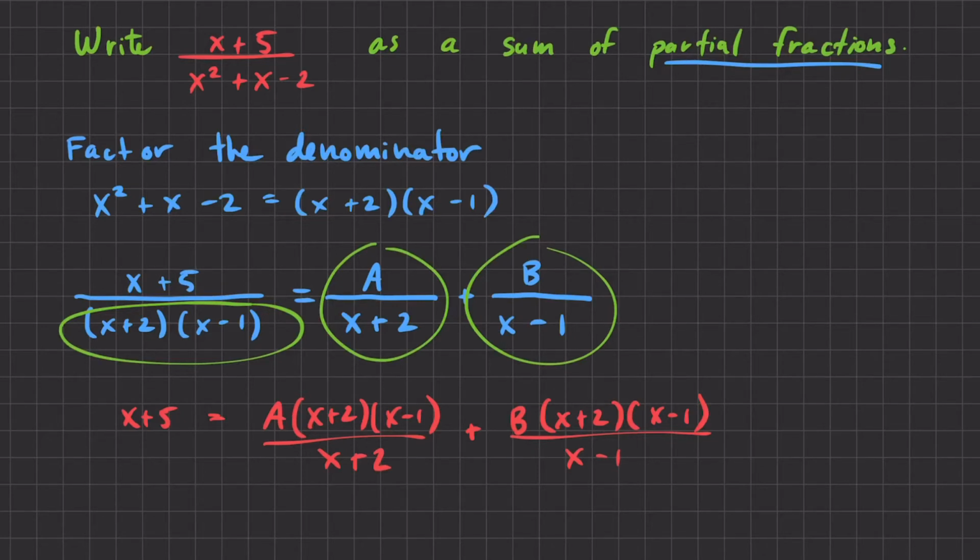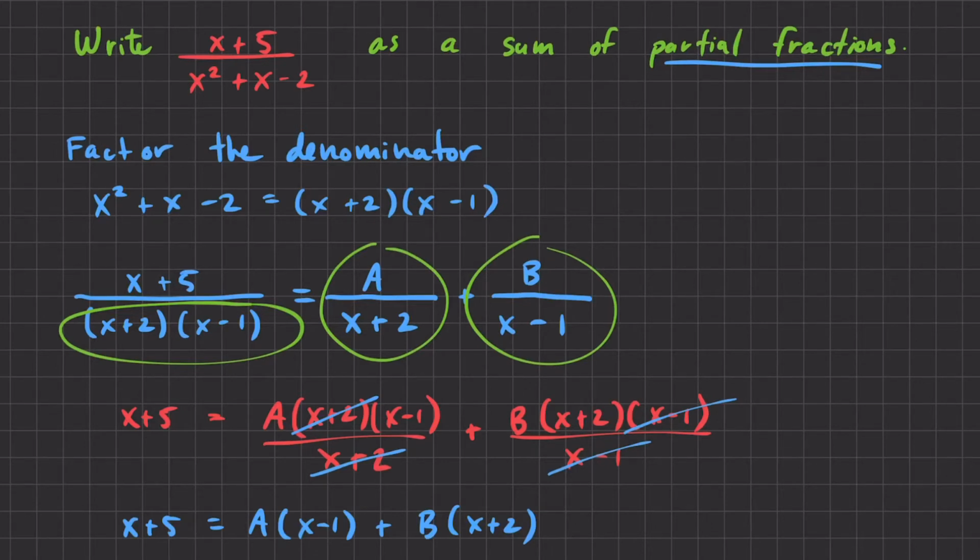Now these are going to cancel out, this x plus 2 and this x plus 2. These are going to cancel out, x minus 1 and x minus 1. And we'll be left with a nice little equation that says x plus 5 is equal to a times x minus 1 plus b times x plus 2. Now it's our job to solve this. So it's actually not as hard as you think, because I can easily eliminate either a or b just by a careful selection of x.